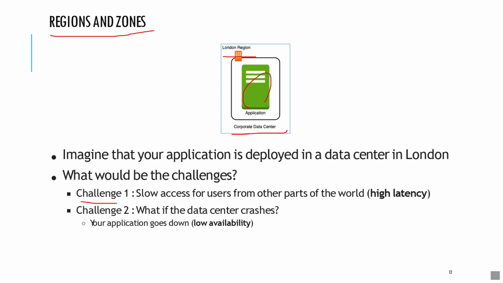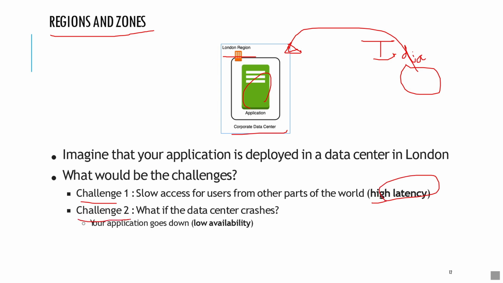Challenge one: slow access for the users from other parts of the world. Let us assume that we are in India and we want to access those applications from India. We can access them, but it is very slow due to high latency. So what is the second challenge we may face?